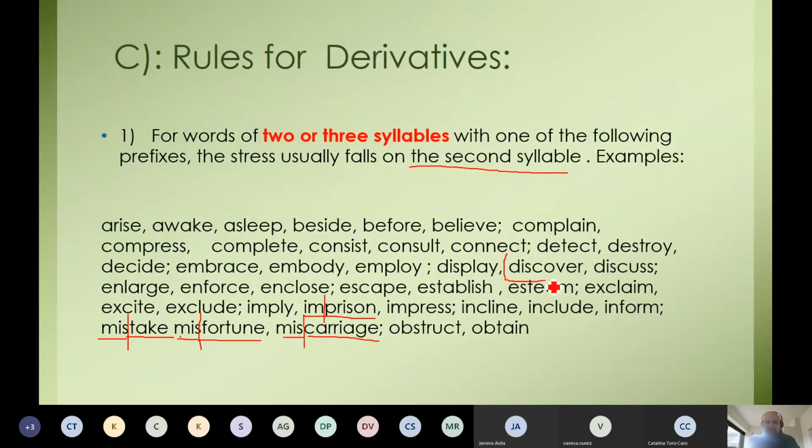Take a look at the word discover. Discover has 1, 2, 3 syllables. For words of 2 or 3 syllables with one of the following prefixes, the prefix here in this word is dis. That's the prefix, right? The stress usually falls on the second syllable: 1, dis, 2, ka. So this word is following this suggested rule, right?